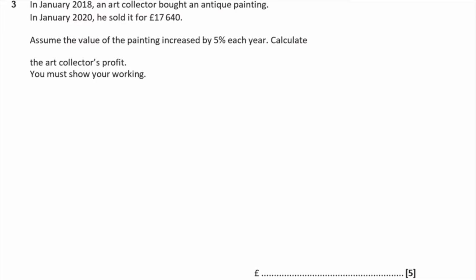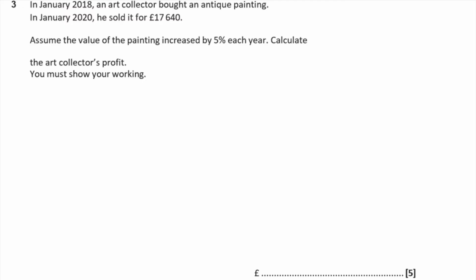Question 3. In January 2018, an art collector bought an antique painting. In January 2020, he sold it for £17,640. Assume that the value of the painting increased by 5% each year. Calculate the art collector's profit. You must show your working.